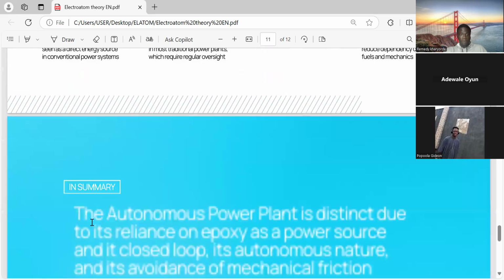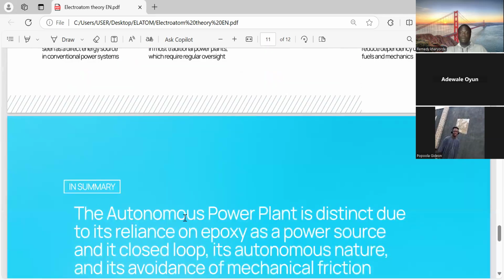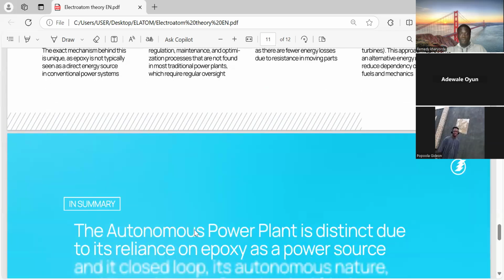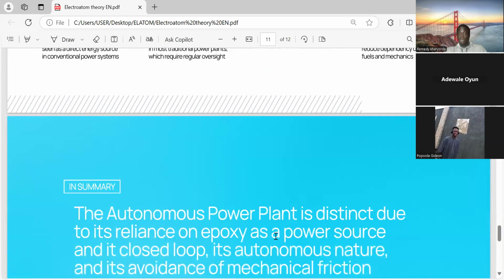So in summary, the autonomous power plant is distinct due to its resilience on epoxy as a power source and its closed loop. I said it earlier, our innovation is reusable. It's not the powder, it's not what can be disposed of. You use it as the estimated amount, and it's going to generate your electricity non-stop. You don't have to pay for any bills, everything will be sorted.